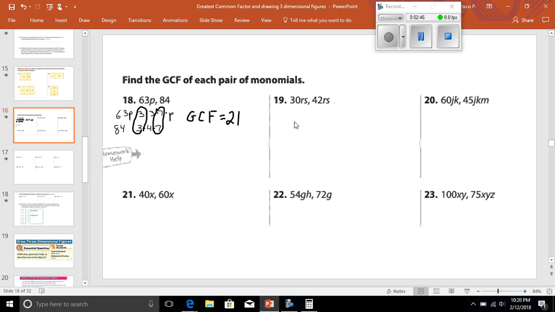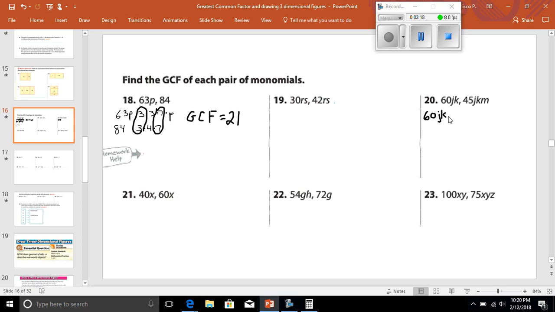All right, let's go ahead and check out number 20. I'm going to do all the even ones today. We got 60JK. So if I take 60, what makes up 60? Well, we know that 10 and 6 make up 60. But really, you can break down 6 even more by saying that 3 times 2 equals 6, right? So 3 times 2 times 10. And this is JK.